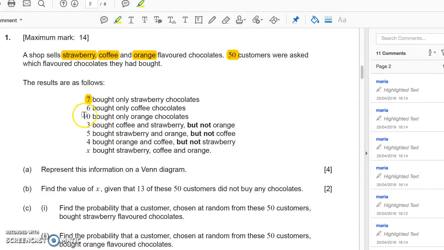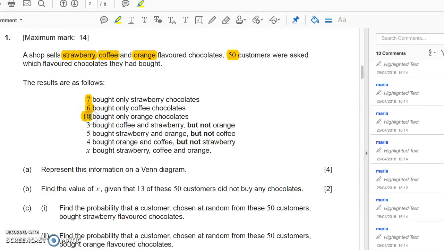7 bought only strawberry chocolate, 6 bought only coffee chocolates, 10 bought only orange. 3 bought coffee and strawberry but not orange. 5 strawberry and orange but not coffee. 4 bought orange and coffee but not strawberry. And X bought strawberry, coffee and orange. Represent this information in a Venn diagram.